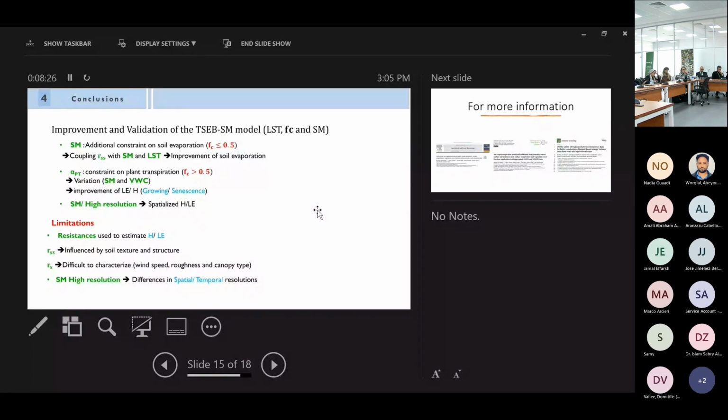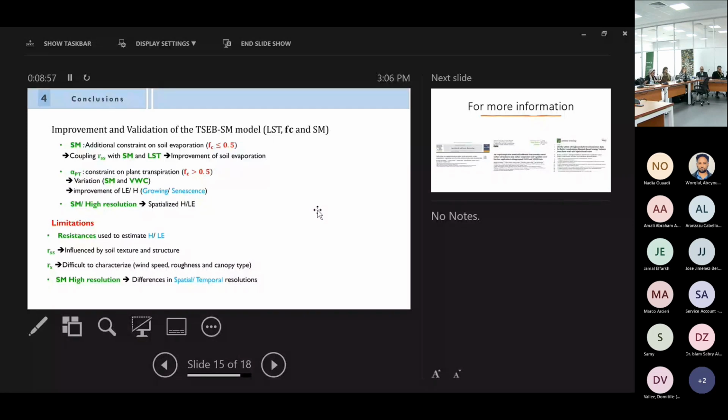Each model has its limitations, and the limitation for the TSEB model is the resistance used to estimate evapotranspiration, especially the soil resistance, which is influenced by soil texture and structure, and also the soil resistance at 5 centimeters, and the surface soil moisture surface resistance. It is difficult to characterize because it is affected by the wind speed, the roughness, and also the canopy type.